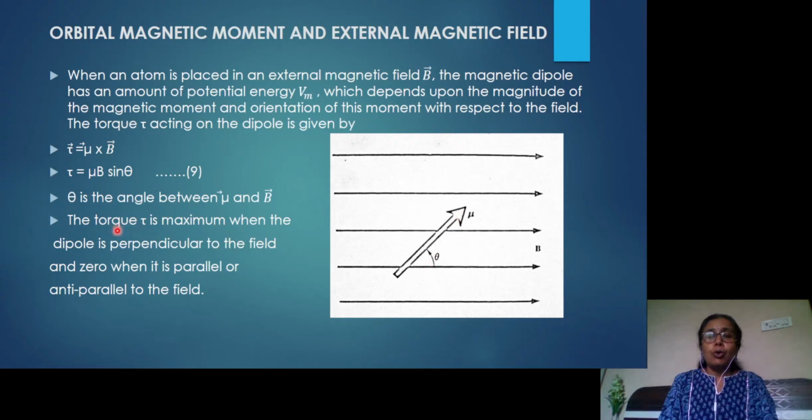This torque tau is maximum when the dipole is perpendicular to the field, because sine theta is equal to 1 for theta equal to 90 degrees, and this torque is 0 when it is parallel or anti-parallel to the field, because in that case theta will be 0 and so sine theta will also be equal to 0.